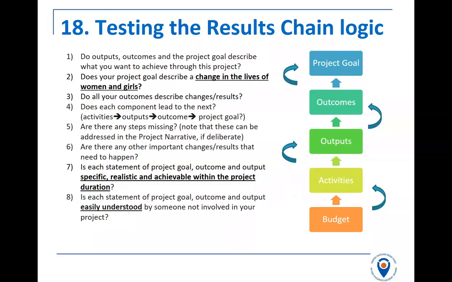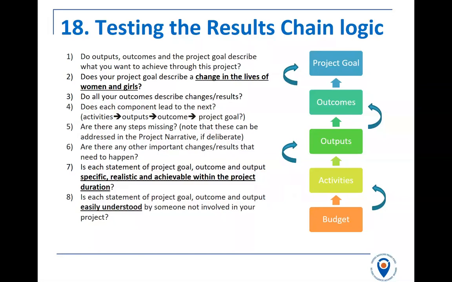So you can't reflect everything in the results chain, but please use the rest of your project document, if you wish, to make notes. Is there anything you've missed? Any activities you've missed? Any outputs? Often we find that people do miss activities. We would not expect to see just one activity to one output. To deliver an output, it does take a few activities.